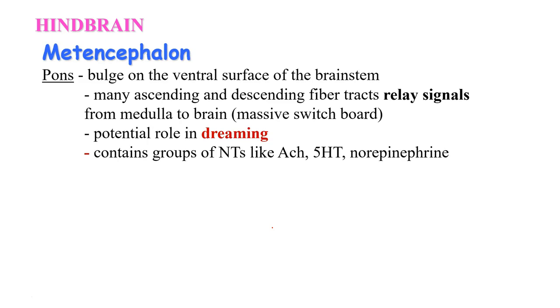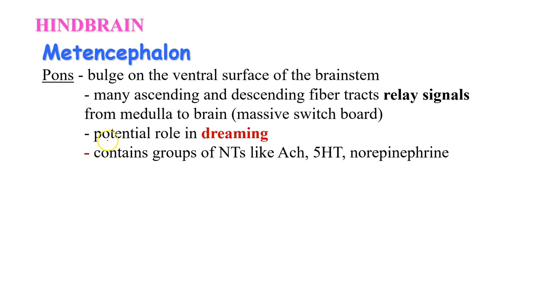So the pons is the bulge on the ventral surface of the brain, and it's largely made up of a network of fibers going from the spinal cord to the brain and vice versa. So it's kind of relaying signals from the body or spinal cord to the higher order structures of the brain. So it acts like a switchboard.